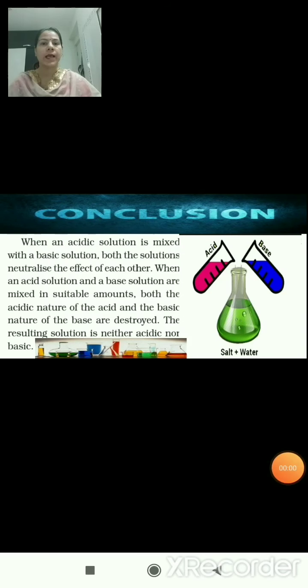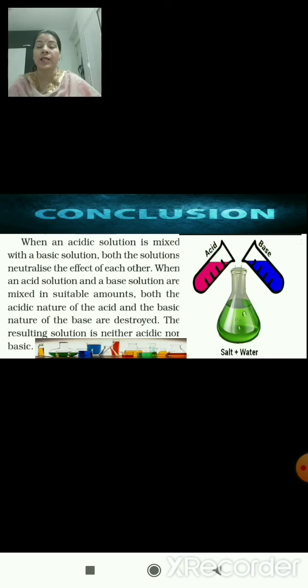Now, when an acidic solution is mixed with a basic solution, both solutions neutralize the effect of each other. When an acid solution and a base solution are mixed in a suitable amount, both the acidic nature of the acid and the basic nature of the base are completely destroyed or become neutral. The resulting solution is neither acidic nor basic, so it's neutral. That is how a neutralization reaction takes place.